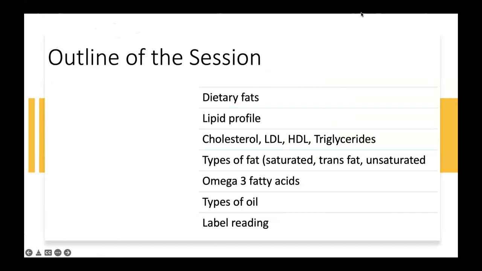In today's session, we'll cover the importance of understanding dietary fats, including the different types of fats, such as saturated fat, trans fats, unsaturated fats, and their effects on health, as well as the role of cholesterol like LDL, HDL, and triglycerides in overall health. We will also discuss various types of oils, their health benefits and drawbacks, and provide some tips for reading nutrition labels to identify different types of fats.